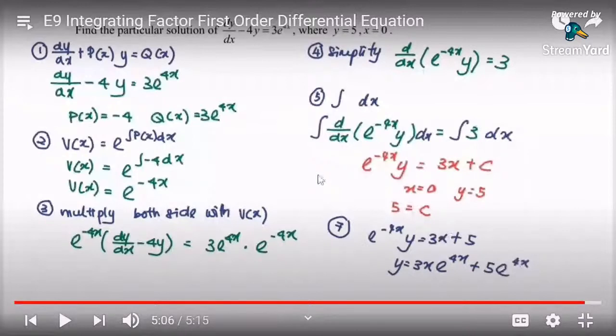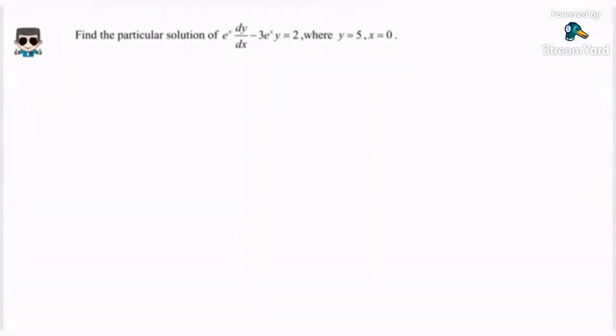So, seterusnya kita akan teruskan pembincangan kita dengan example yang seterusnya. So, ini adalah example untuk integrating factor yang seterusnya. Find the particular solution of e^x multiplied with dy/dx minus 3 multiplied with e^x multiplied with y is equals to 2, where y is equals to 5 and x is equals to 0.